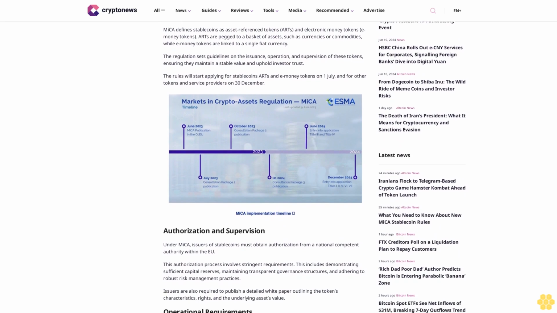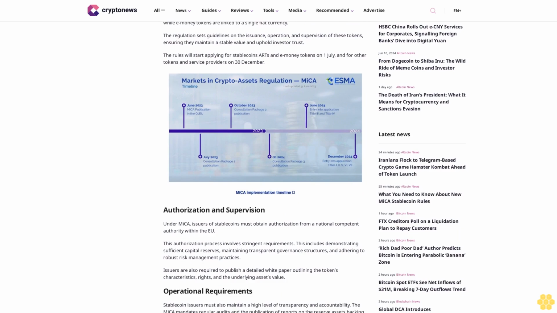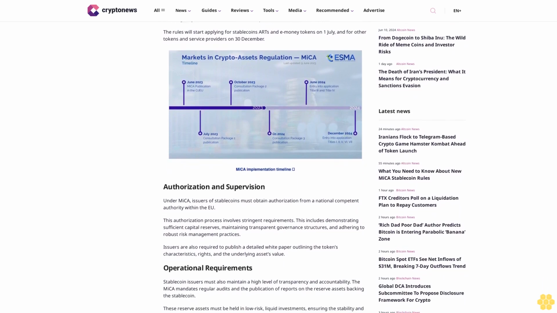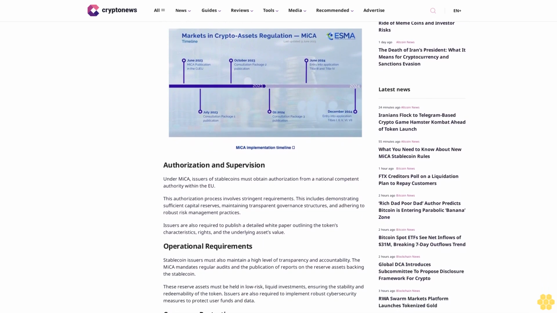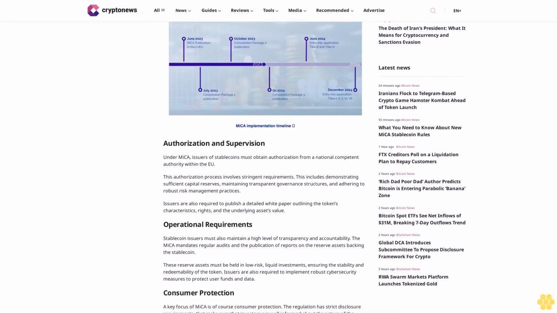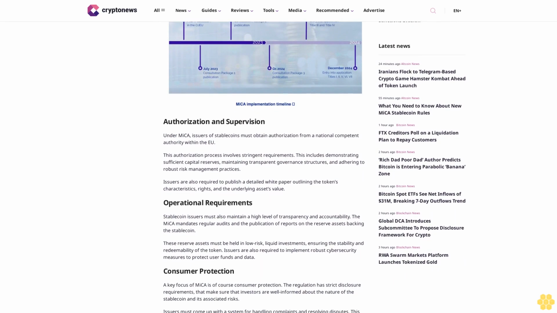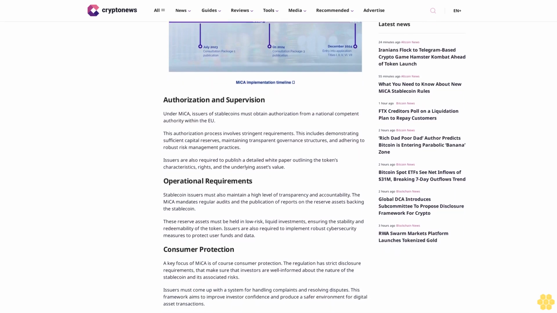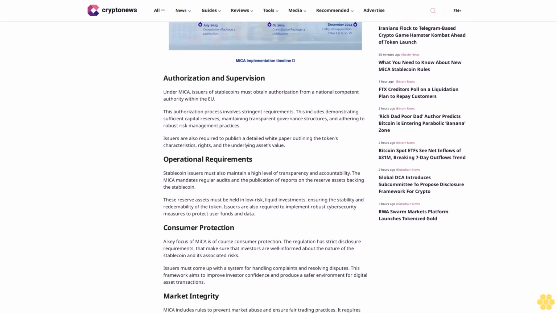What you need to know about the new MiCA stablecoin rules. MiCA defines stablecoins as asset-referenced tokens, ARTs, and electronic money tokens, e-money tokens. ARTs are pegged to a basket of assets, such as currencies or commodities, while e-money tokens are linked to a single fiat currency. The regulation sets guidelines on the issuance, operation, and supervision of these tokens, ensuring they maintain a stable value and uphold investor trust. The rules will start applying for stablecoins, ARTs, and e-money tokens on 1 July, and for other tokens and service providers on 30 December.